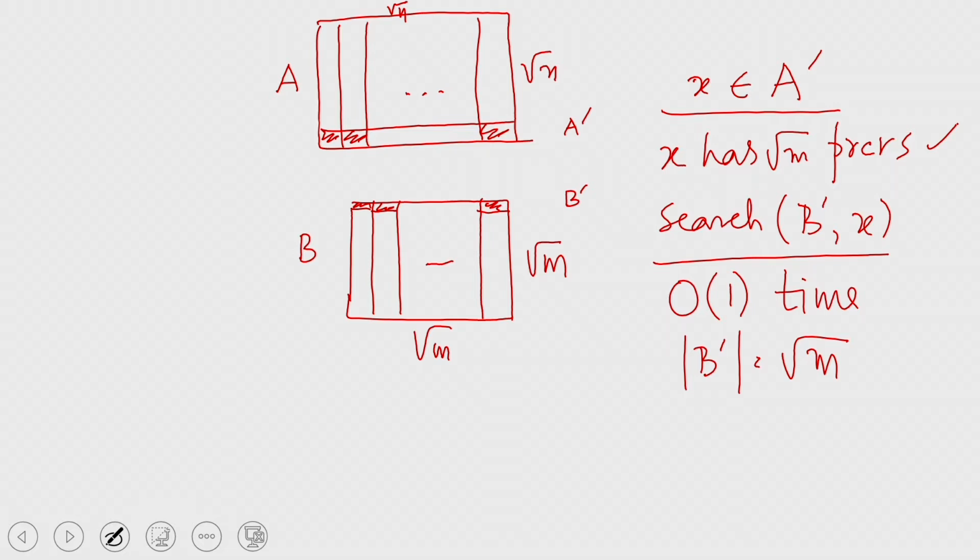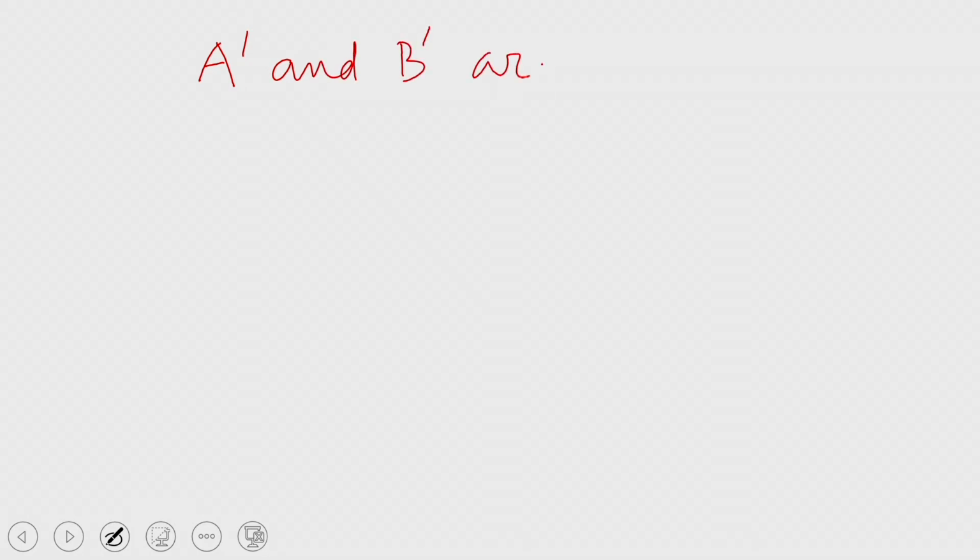So, the meaning of what I say is that every element in A prime can find its rank in B prime in order one time. Similarly, every element in B prime can find its rank in A prime also in order one time. So, the leaders have found their ranks in each other, or in other words, A prime and B prime are now cross ranked.